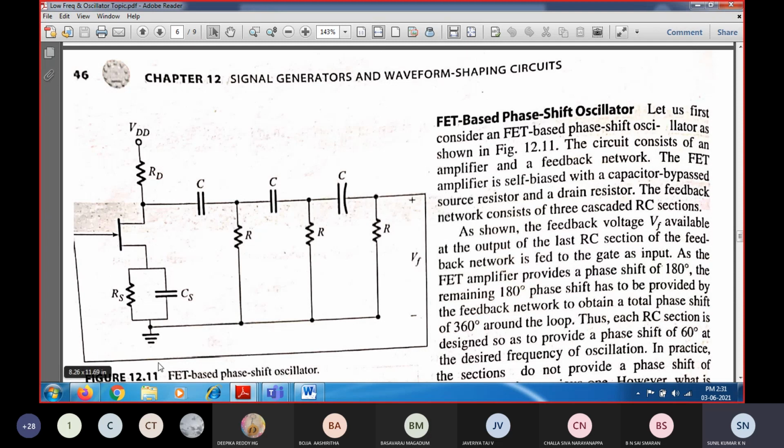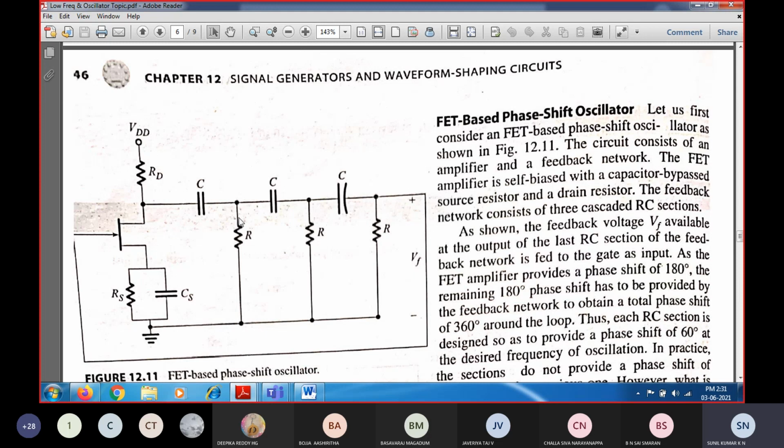Here you can see the input is connected between gate and source, and the final output of the feedback network, that is the voltage across the R, is the feedback voltage that is connected back to the input. In this way, this is the feedback network as well as the amplifier network. Here you can use any type of amplifier, whether BJT or FET, with the power supply VDD. Once you turn on the power supply, it will start providing oscillation.